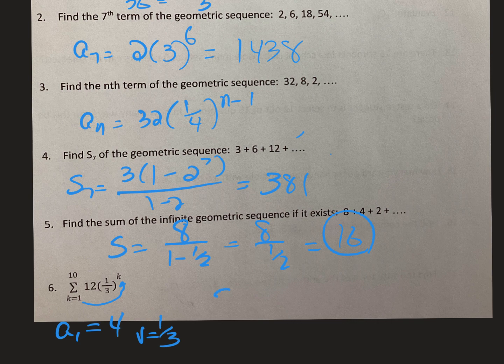So here we go. I'm going to go to the sum of the first 10. Remember how you get the n: you do top minus bottom plus 1. So the first term is 4, times 1 minus, I'm going to put another parenthesis here, 1/3 to the 10th power, over 1 minus 1/3. I'm going to punch that in real quick.